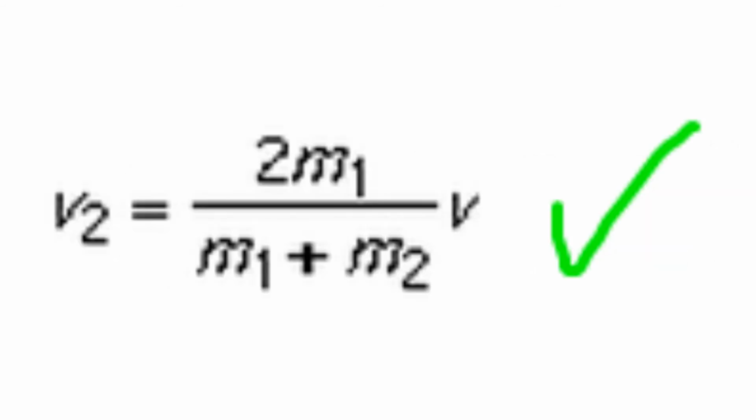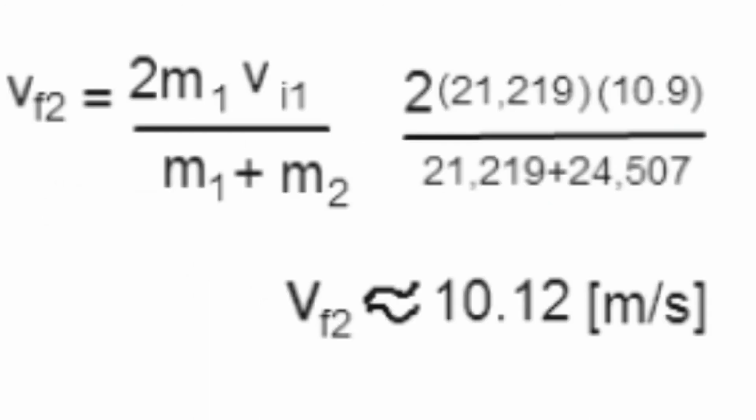Now that we have the equation for v2, all we need to do is just plug in the numbers and we're good to go. The final equation with all the numbers plugged in that we end up with is v2 equals 2 times 21,219 divided by 21,219 plus 24,507, all multiplied by 10.9. After solving this, we get the final velocity of about 10.12 meters per second.